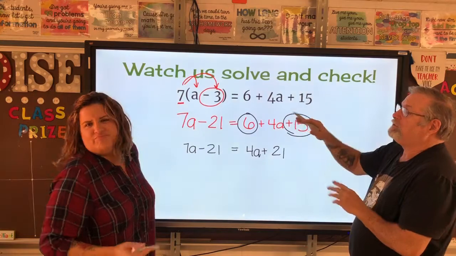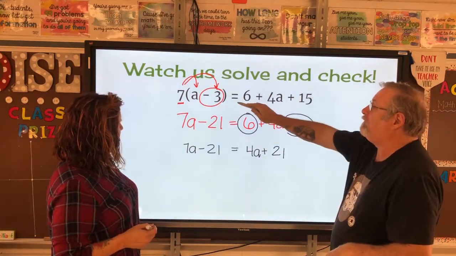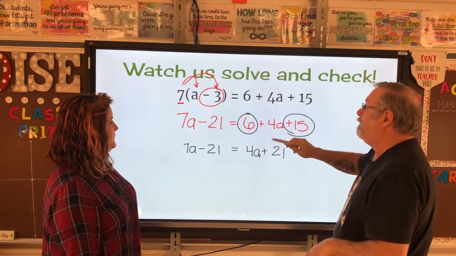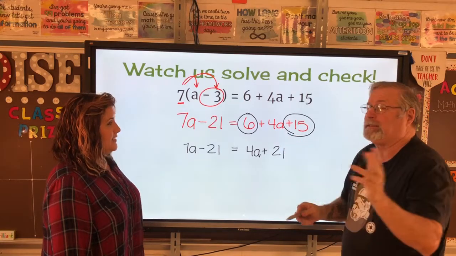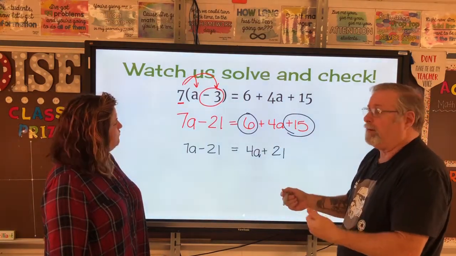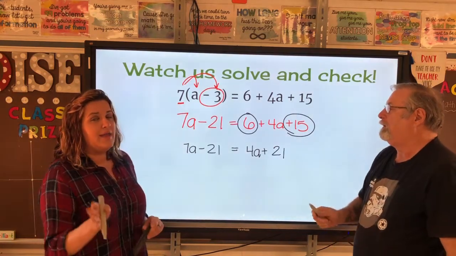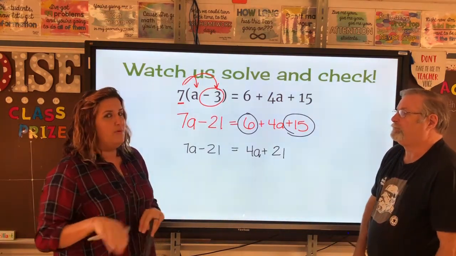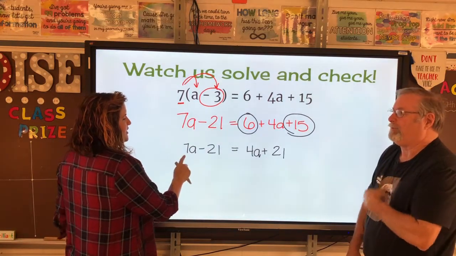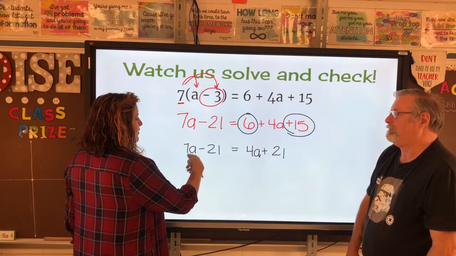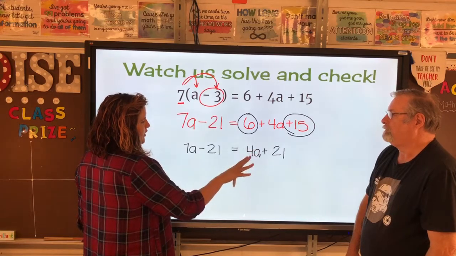So let's see what we've done so far. We've taken care of parentheses. We combined like terms. And it's great, because I'm really kind of glad we have them on both sides. So now we have to get the variable to only one side. I like to start with the smaller variable and move it to the bigger one, because we like positive numbers. It doesn't really matter which way you go, but I start with the smaller coefficient.